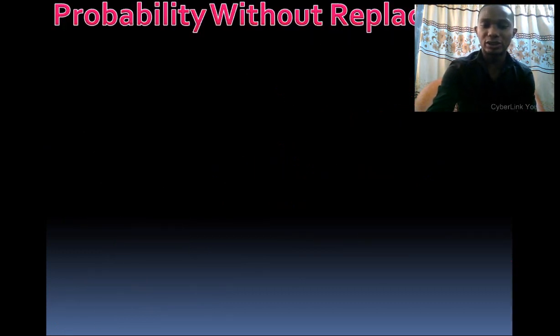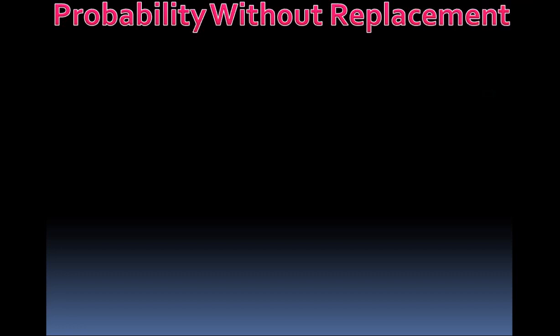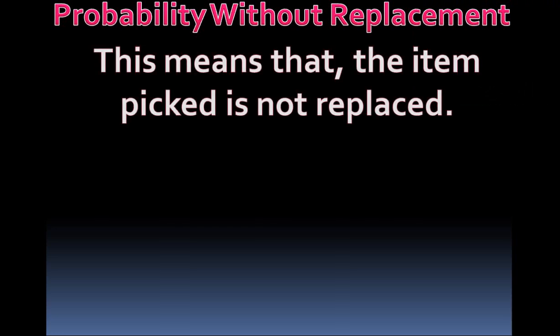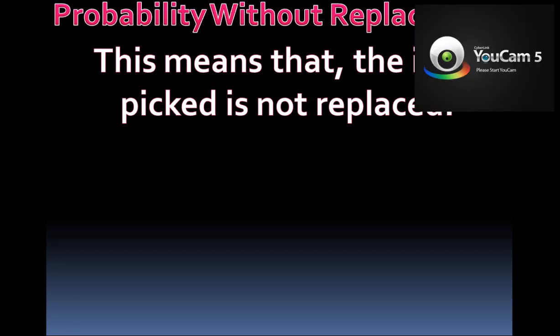Okay, now let's look at probability without replacement. When we talk about probability without replacement, it means that the item picked is not replaced. Unlike with replacement, where the item picked is always replaced with another one, here in probability without replacement, the item that is picked is not replaced. Now, when an item is picked without replacement, that means there would be a reduction of the total number.